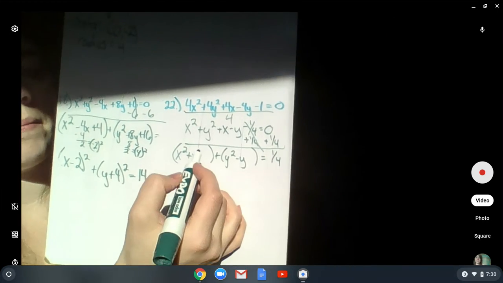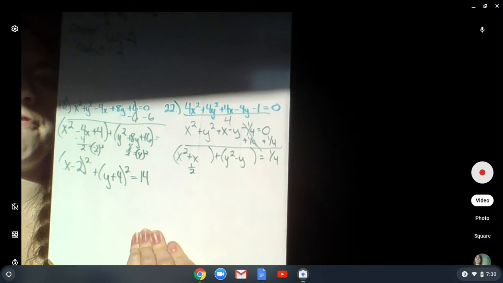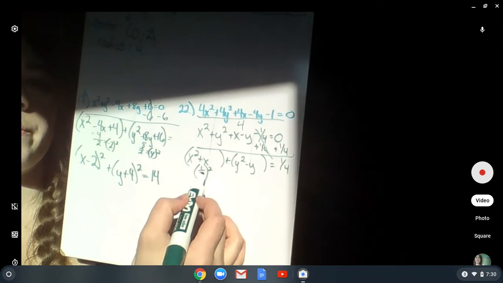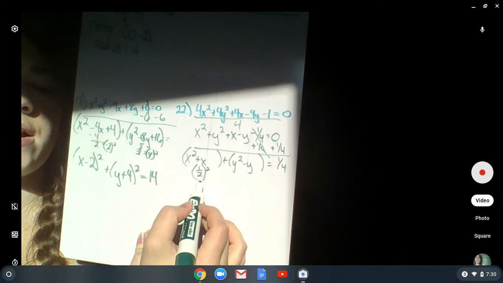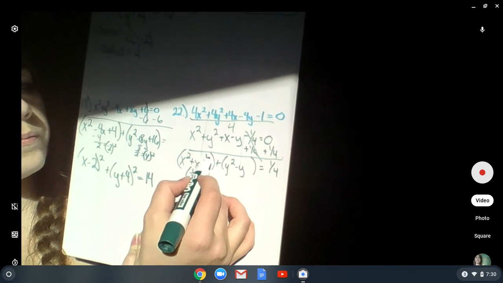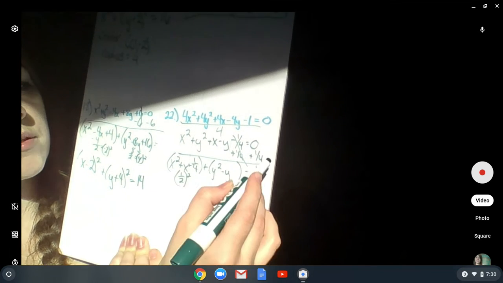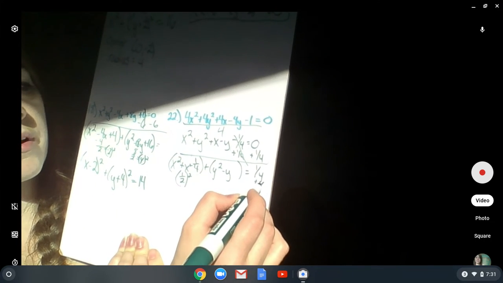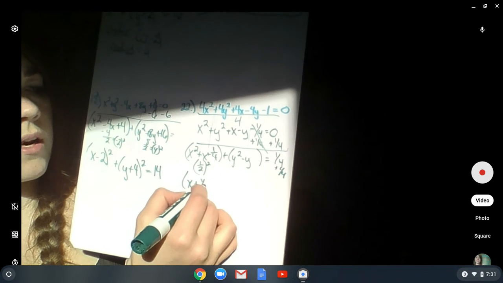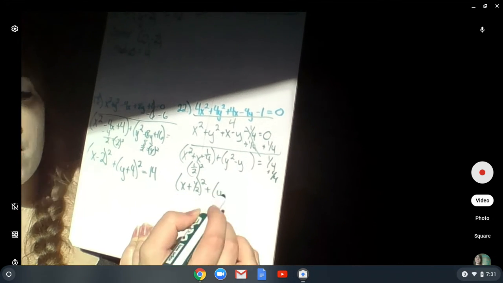Okay, so now we take our middle number, which is 1, divide it by 2, so we end up with a half. And then we're going to square that. Now, when we square a fraction, we square the numerator and we square the denominator. So 1 squared is 1, 2 squared is 4. So we end up with plus 1/4. So plus 1/4. So this factors as x plus 1/2 squared plus y.